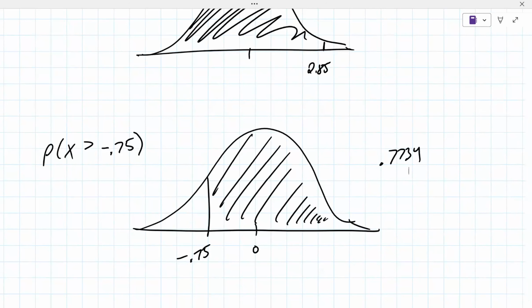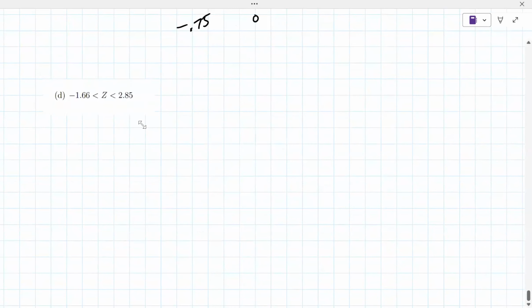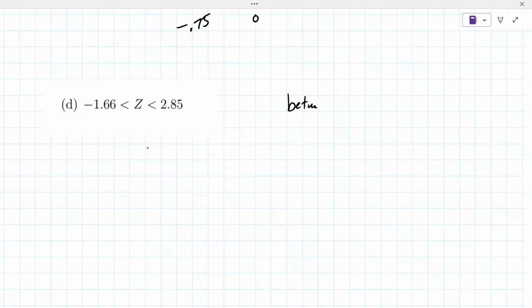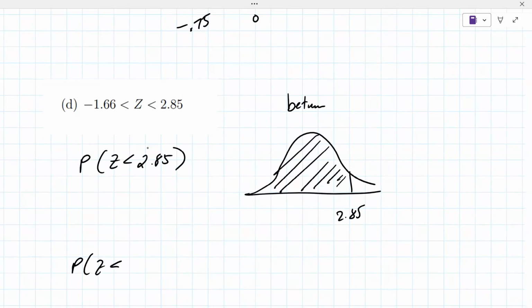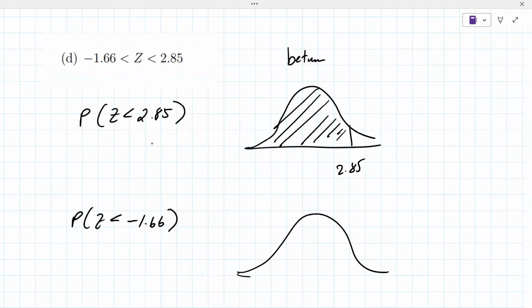Okay, very good. So the most difficult ones are the betweens because you have to do two calculations. So this is a between. So you have to first find the probability that Z is less than 2.85. You've kind of already done this. Actually, you have already done that. And then you need to find the probability that Z is less than minus 1.66. Which is another area. And then you subtract the two to get the between.